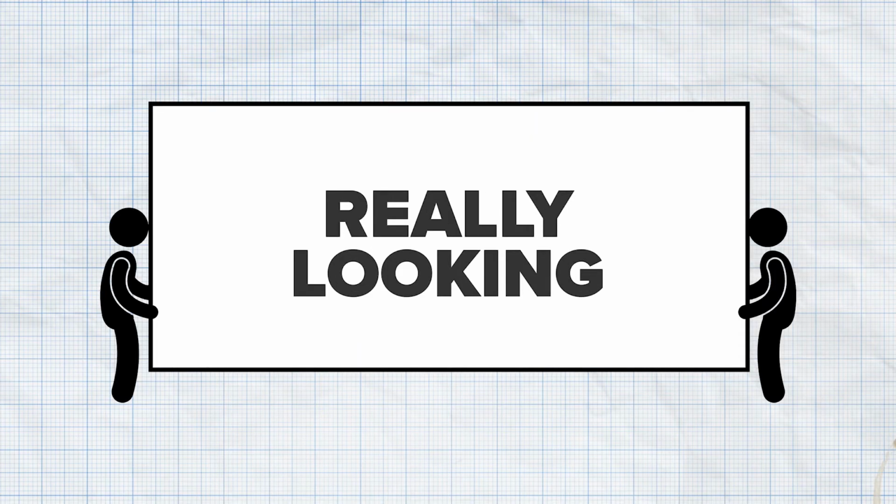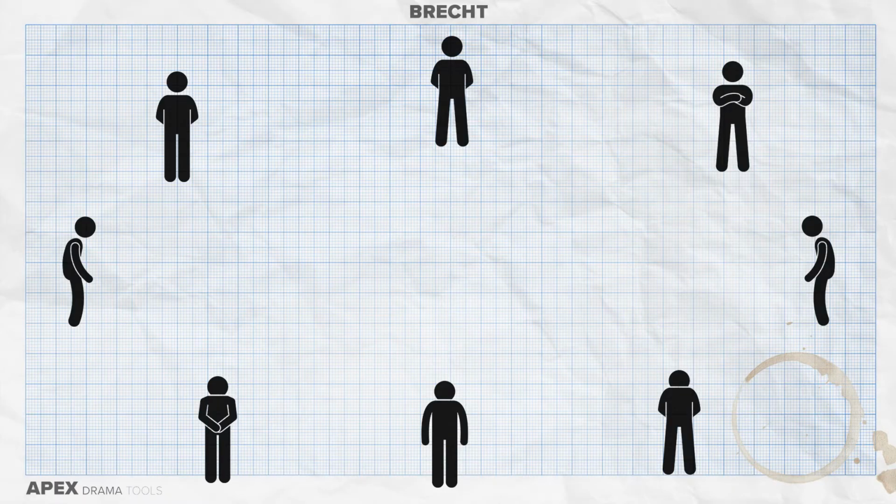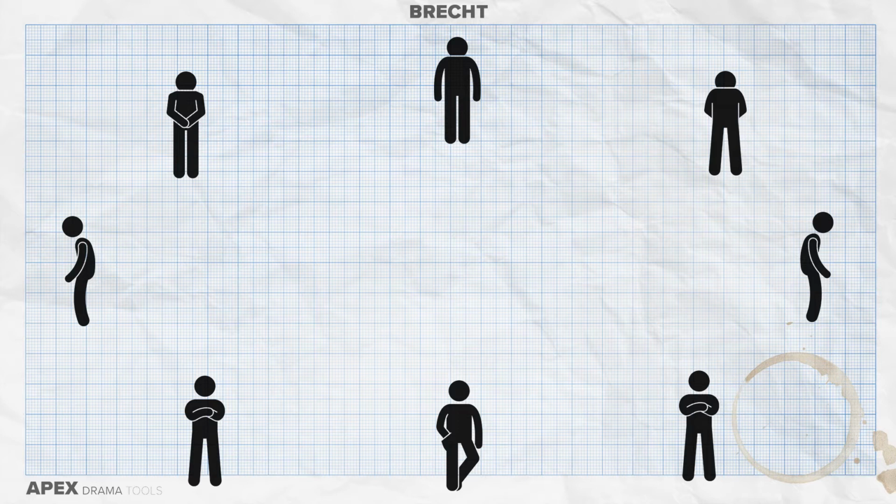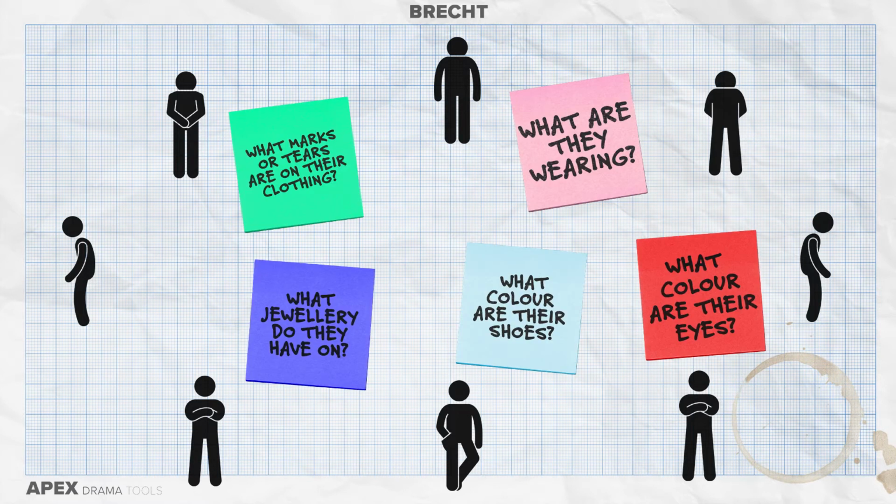Really looking. Stand the group in a wide open circle and then get them to face outwards so they can't see each other. The facilitator then asks individuals in the group to describe another member of the group. What are they wearing? What colour are their shoes? Their eyes? What jewellery do they have on? What marks or tears on their clothing do they have?